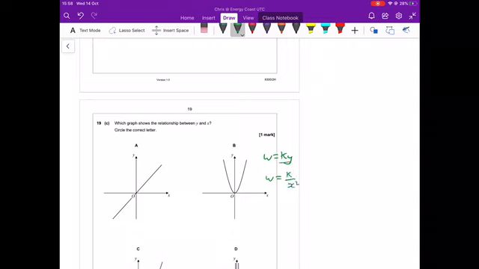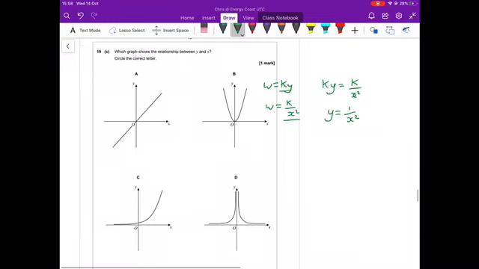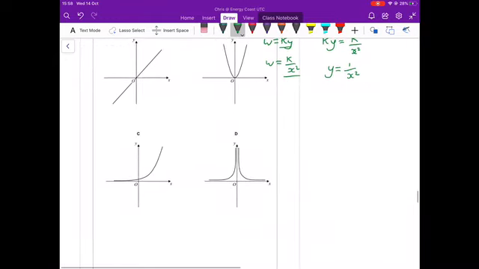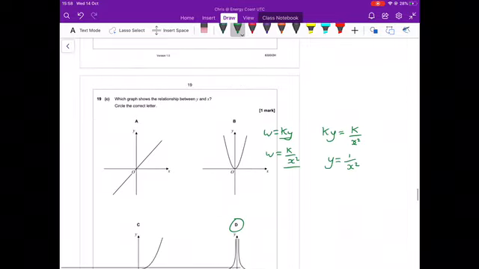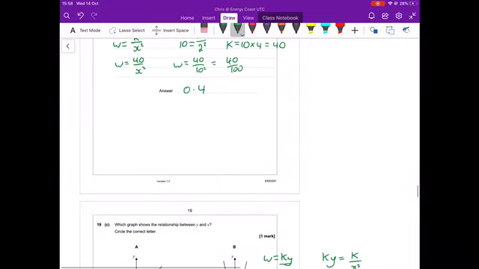If W equals KY and W equals this, then these two things must be equal to each other. So KY would have to equal K over X squared. If I divide both sides by K, I get that Y equals 1 over X squared. And which of these graphs is equal to 1 over X squared? I don't necessarily expect you to know that, but it is D. Okay, just for closure, that's what that is. That is a very hard question actually for 1 mark, but it is multiple choice. So that's your backup.